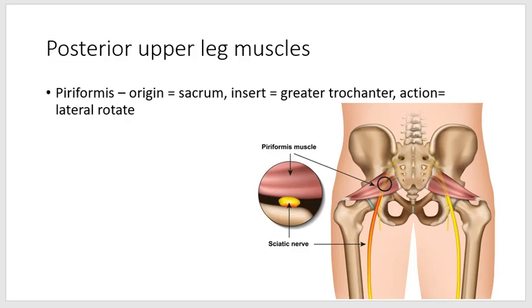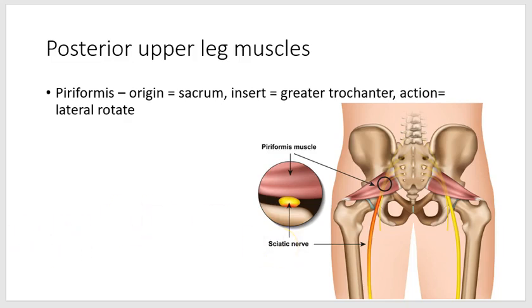Now we're going to get to the piriformis muscles. You can see they come from the sacrum and they insert back here on the greater trochanter. They allow for lateral rotation. But something of import lying right underneath is your sciatic nerve.